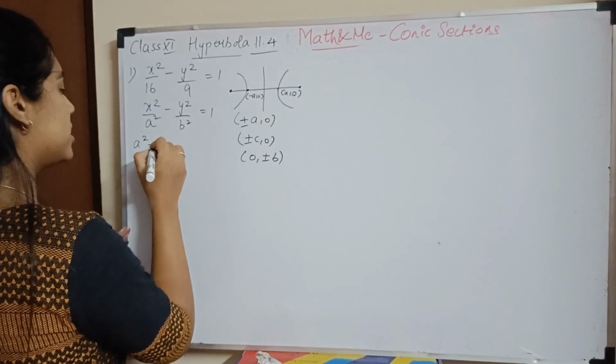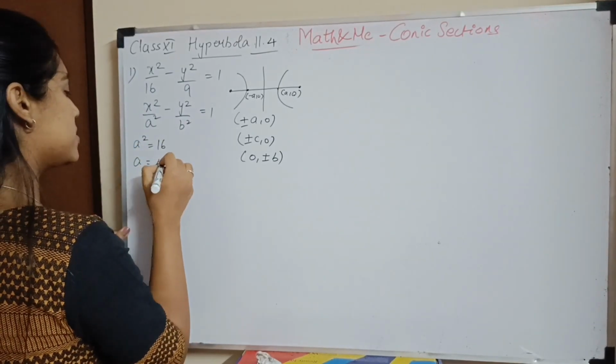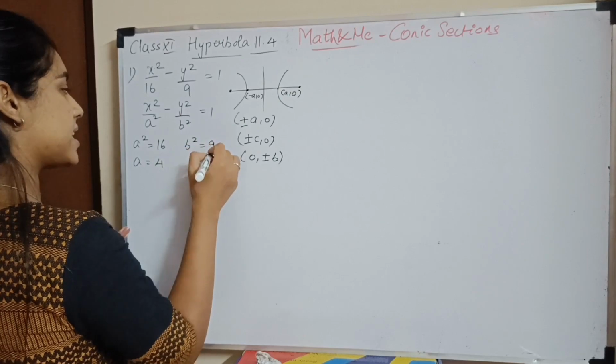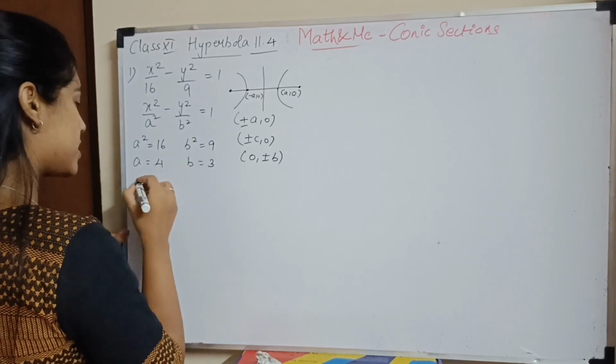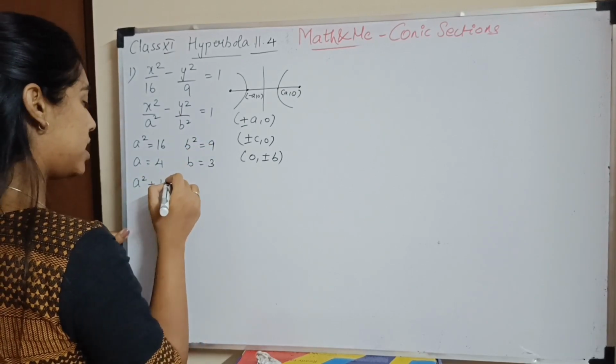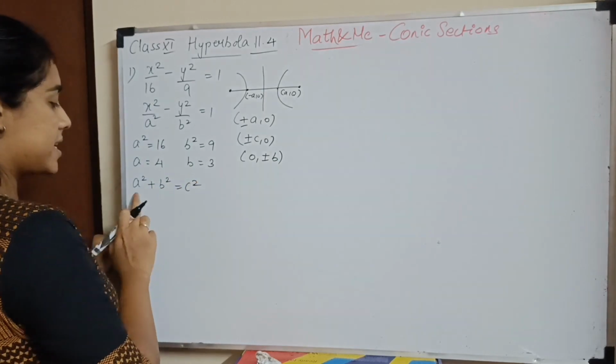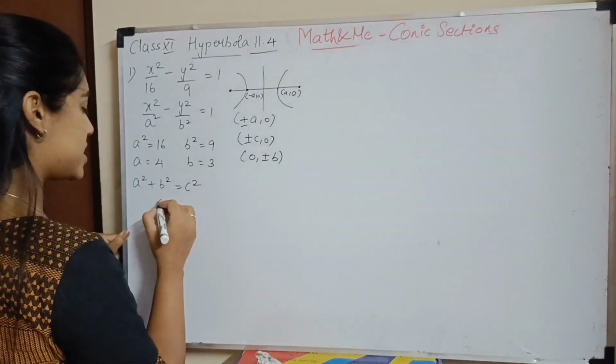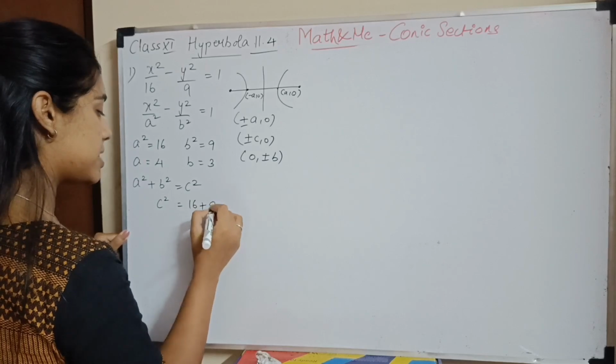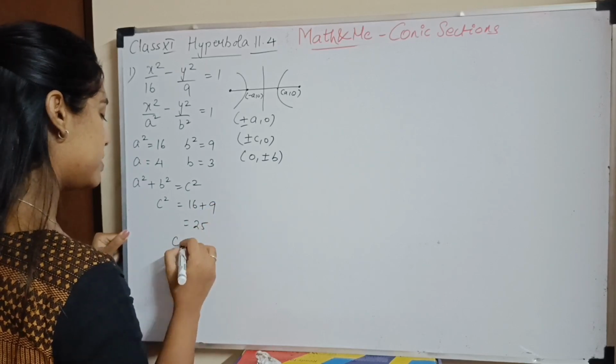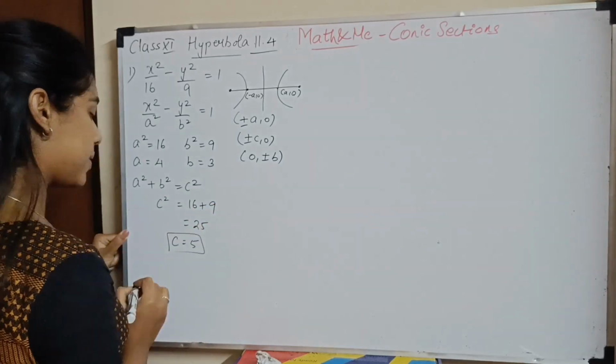So A square is 16, A equals 4. B square is 9, B equals 3. So see, what is the relationship between A, B and C for a hyperbola? A square plus B square equals C square. So C square is A square plus B square, which is 25. So C equals 5. So this is the value of C.